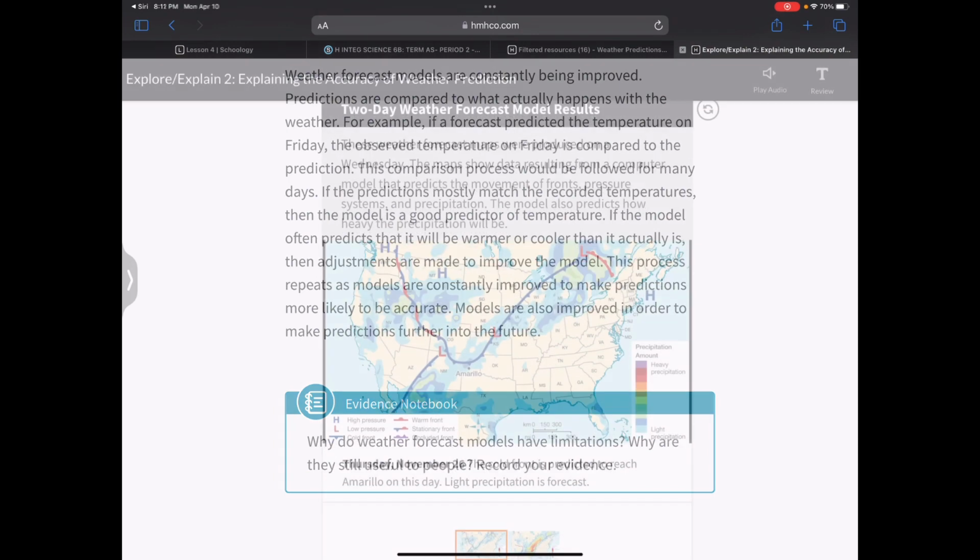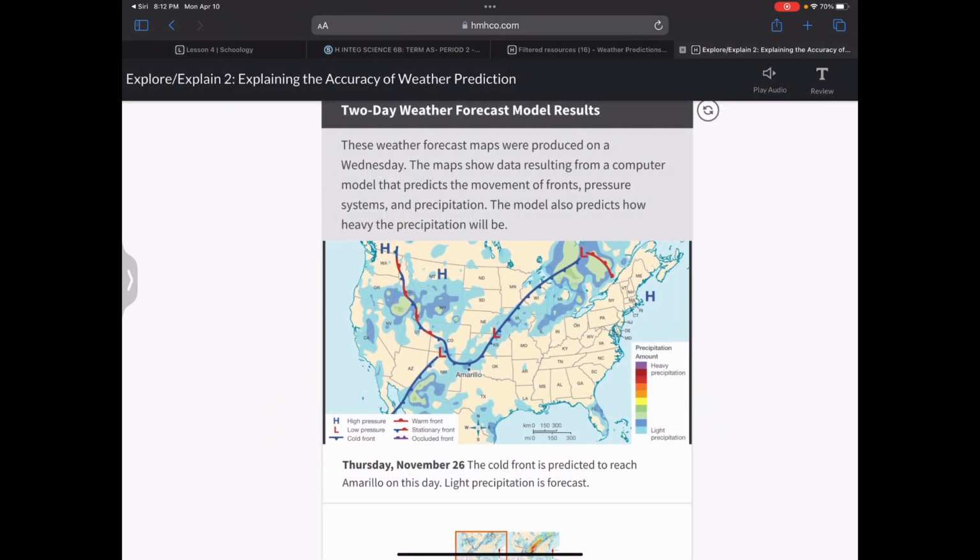Record your evidence. This diagram is a 2-day weather forecast model. These weather forecast maps were produced on a Wednesday. The maps show data resulting from a computer model that predicts the movement of fronts, pressure systems, and precipitation. The model also predicts how heavy the precipitation will be.